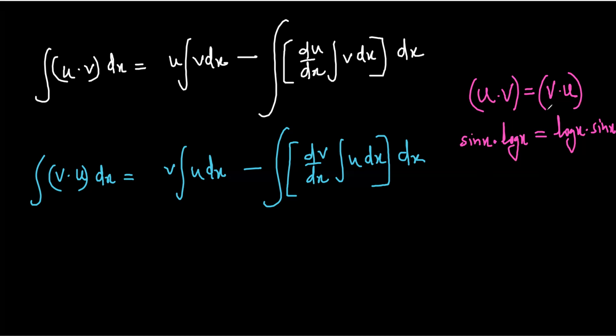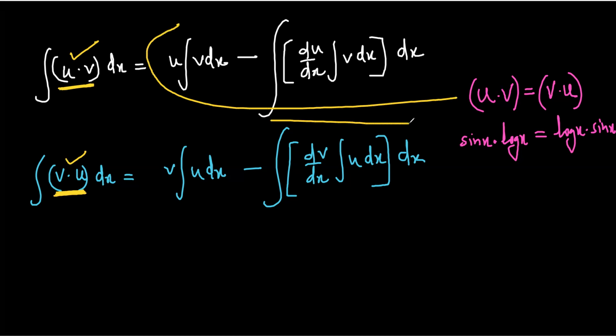So if this is true, why am I getting different integration when I'm integrating uv and vu? Mind you, students, this is very interesting. u into v dx, I'm getting this. v into u dx, I'm getting this. Whereas uv and vu are equal. So if these two are equal, why not these two? They look very much different.